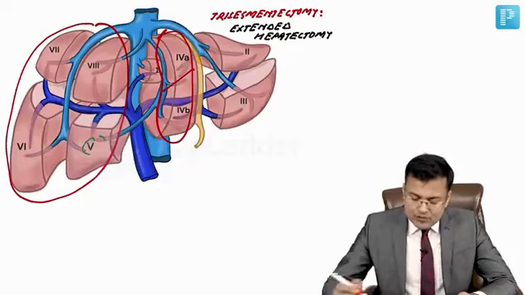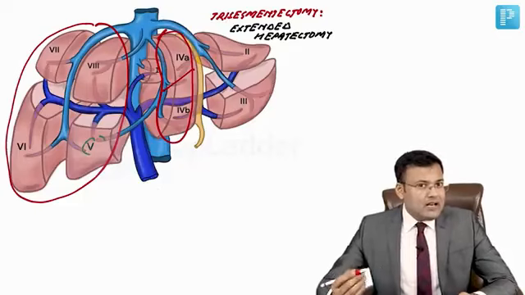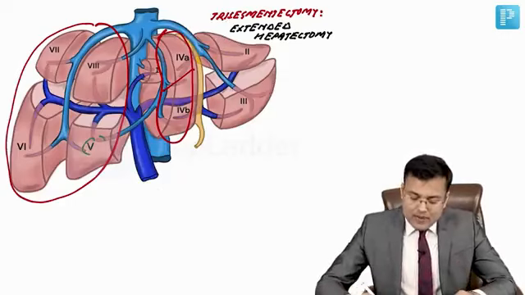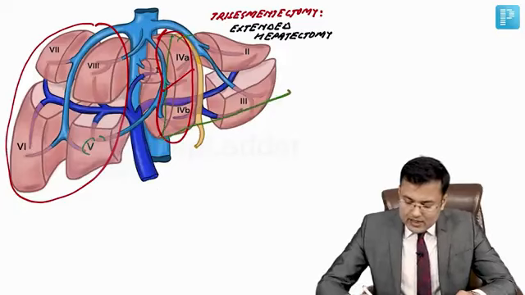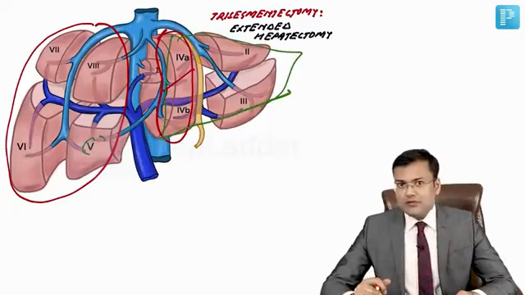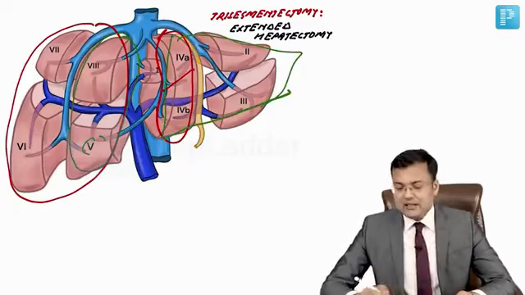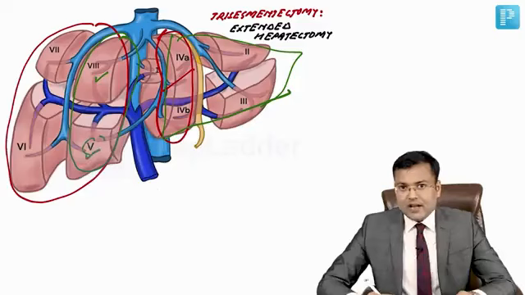Similarly, if I'm going to perform the left trisegmentectomy, that means it is extended left hepatectomy. So apart from removing this left lobe, meaning 2, 3, 4A, 4B, I'm going to remove this adjacent sector, meaning which segments? 5 and 8.